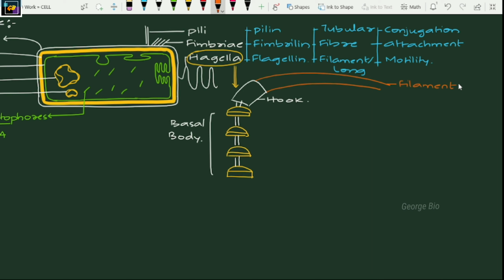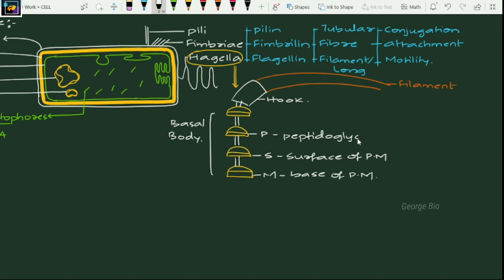Now the basal body consists of 4 discs, and these 4 discs are embedded at different regions. The basal disc is called the M disc, which is attached to the base of the plasma membrane. Number 2, the above one is the S disc, attached to the surface of the plasma membrane. Number 3 is the P disc, attached to the peptidoglycan layer. And the last is the L disc, which is attached to the LPS layer.